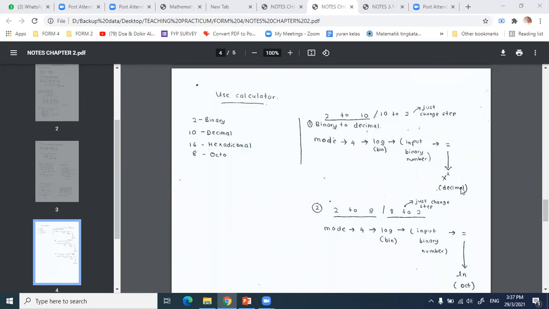Okay, so since I think most of you have quite the same calculator as mine, let us start. Okay. So now for example, wait a moment.